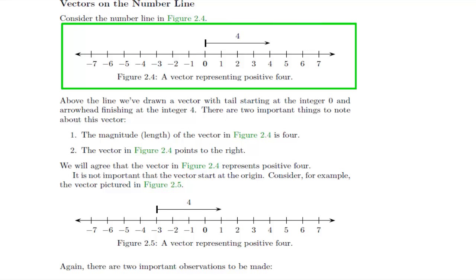Consider the number line in Figure 2.4. Above the line, we've drawn a vector with tail starting at the integer 0 and an arrowhead finishing at the integer 4. There are two important things to note about this vector. 1. The magnitude or length of the vector in Figure 2.4 is 4. 2. The vector in Figure 2.4 points to the right. We will agree that the vector in Figure 2.4 represents positive 4.